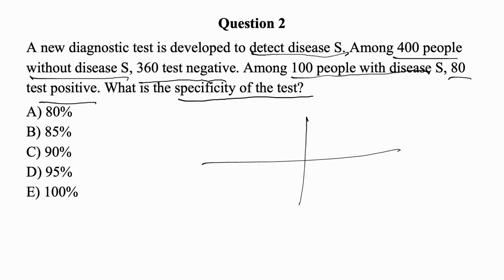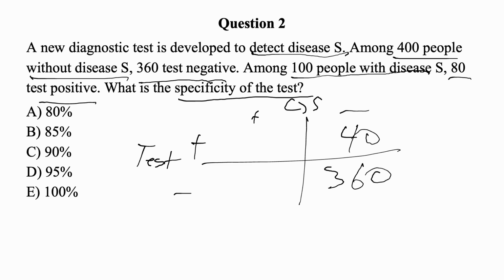So our good old friend, our 2x2 table again. Test is tall on the y-axis, gold standard on the x-axis. So among 400 people without disease S, 360 test negative. So that means our true negatives are 360, which means our false positives are 40 from this. And then among 100 people with the disease, 80 test negative, so that means 20 are false positives.